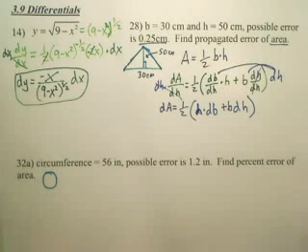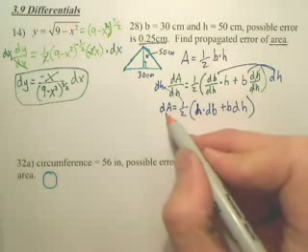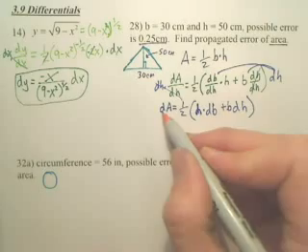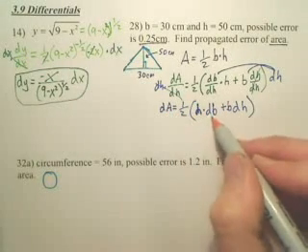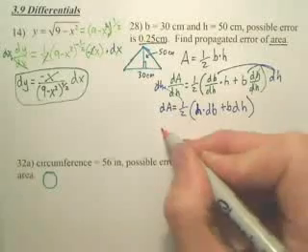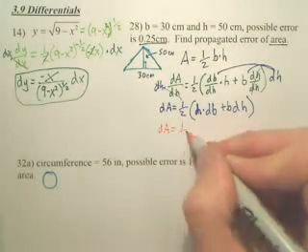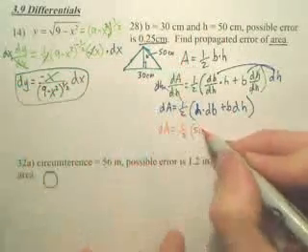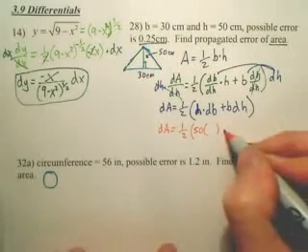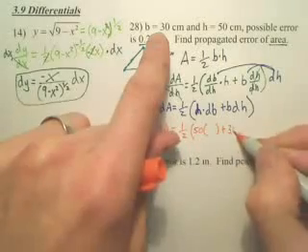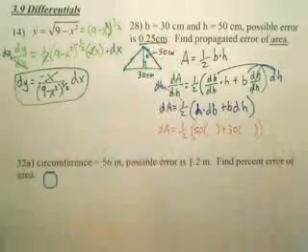Okay. Now, I want to know my propagated error. This is my change of A. What are my possible changes in A due to my possible changes in the B and the possible changes in the H? Are we okay? Now, so dA is equal to, what's the height I measured? 50. Now, dB we don't know yet, but I'll talk about that. Do we know B? B is 30, but I don't know dH yet.